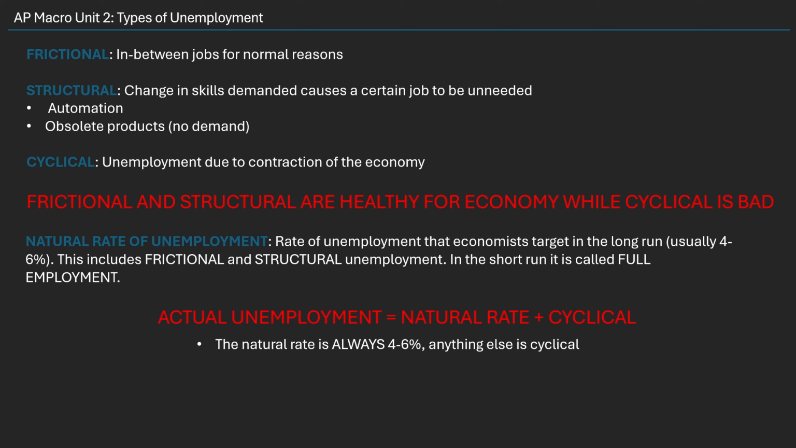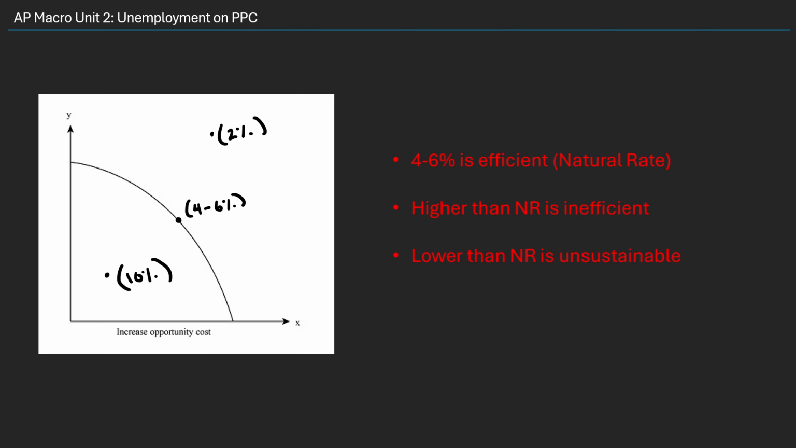The natural rate of unemployment is the rate of unemployment that economists target. It's usually 4 to 6%, and this includes only frictional and structural unemployment. In the short run, this is called full employment. And your actual unemployment, which is your total unemployment at a given time, is the natural rate plus cyclical unemployment. The natural rate is always going to be 4 to 6. Anything else is cyclical.